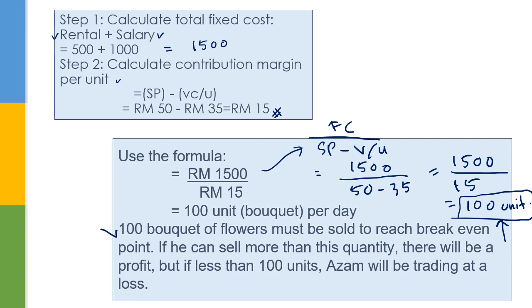So if you sell 100 units, you get the break-even point, which means the profit is equal to 0. If you want more than this, meaning you want to score a profit, you have to sell more than 100 units. If you sell less than 100 units, then you will trade at a loss.